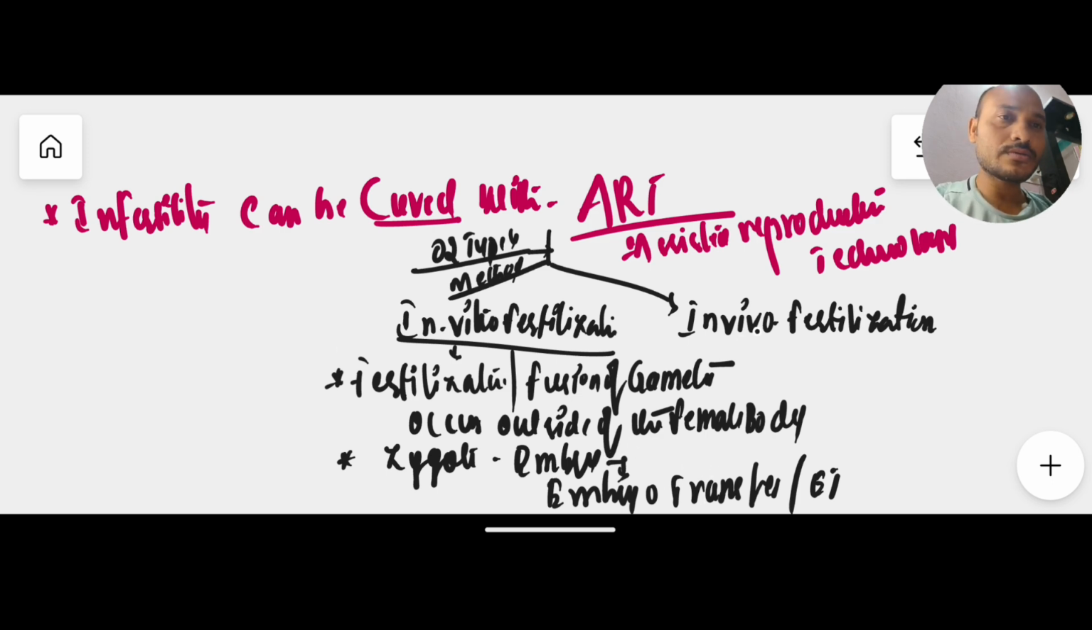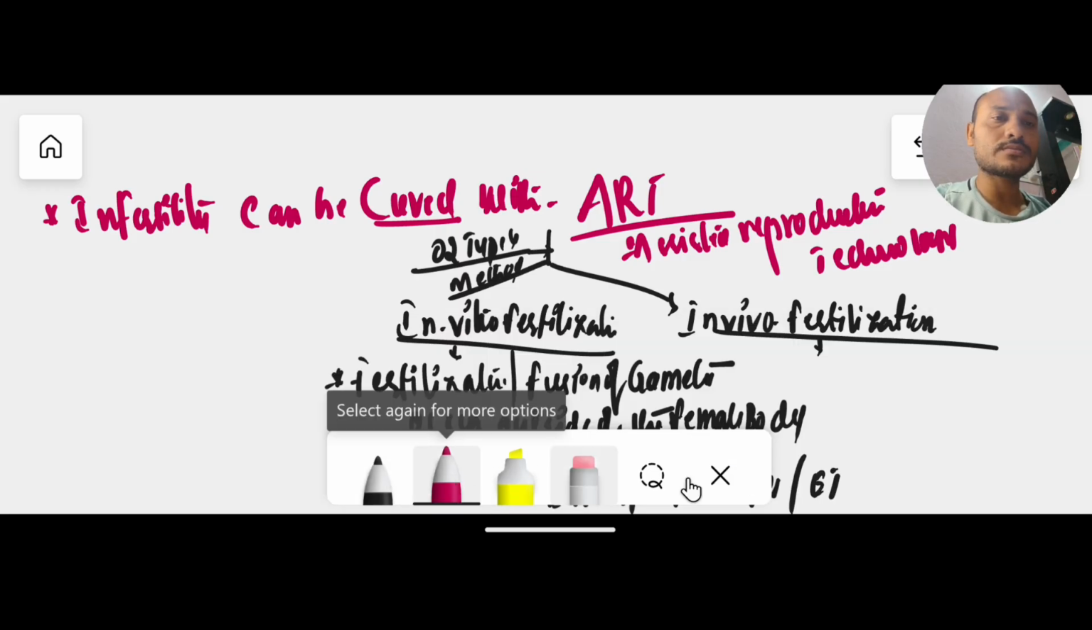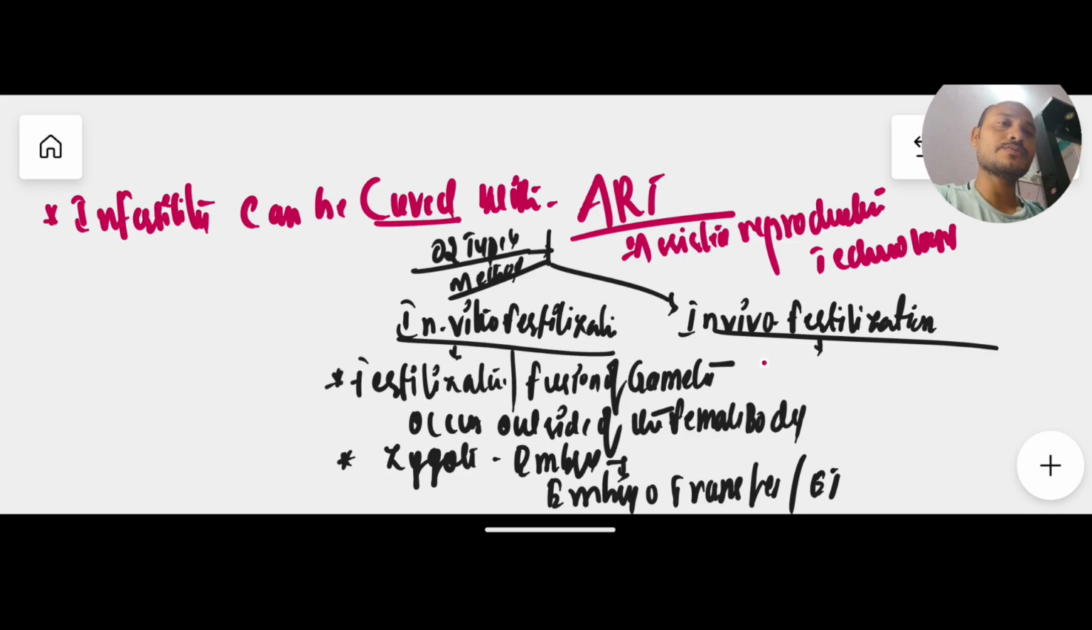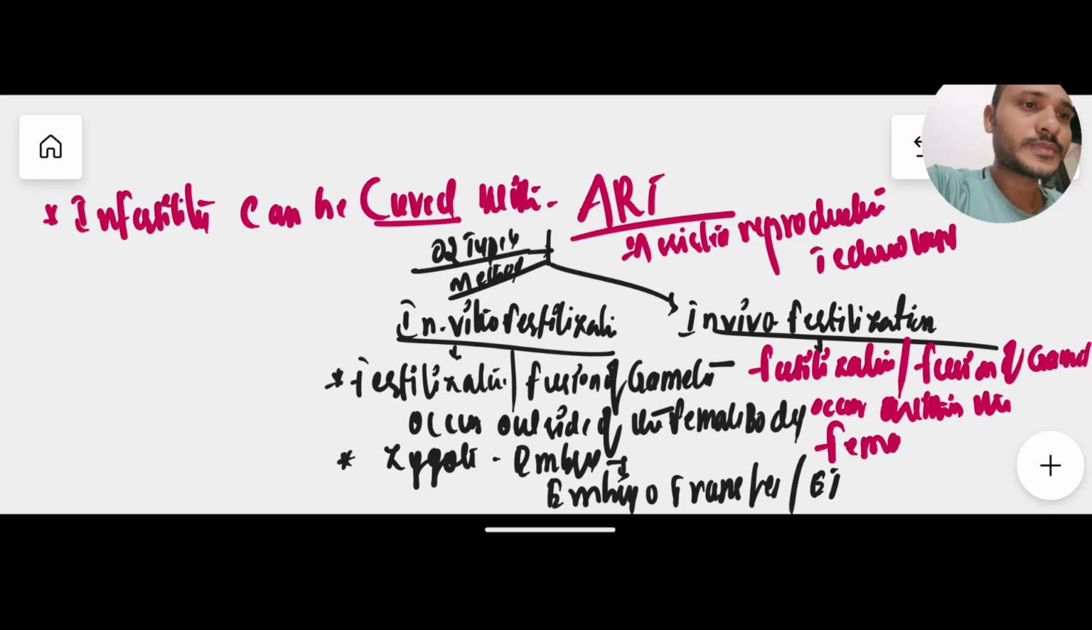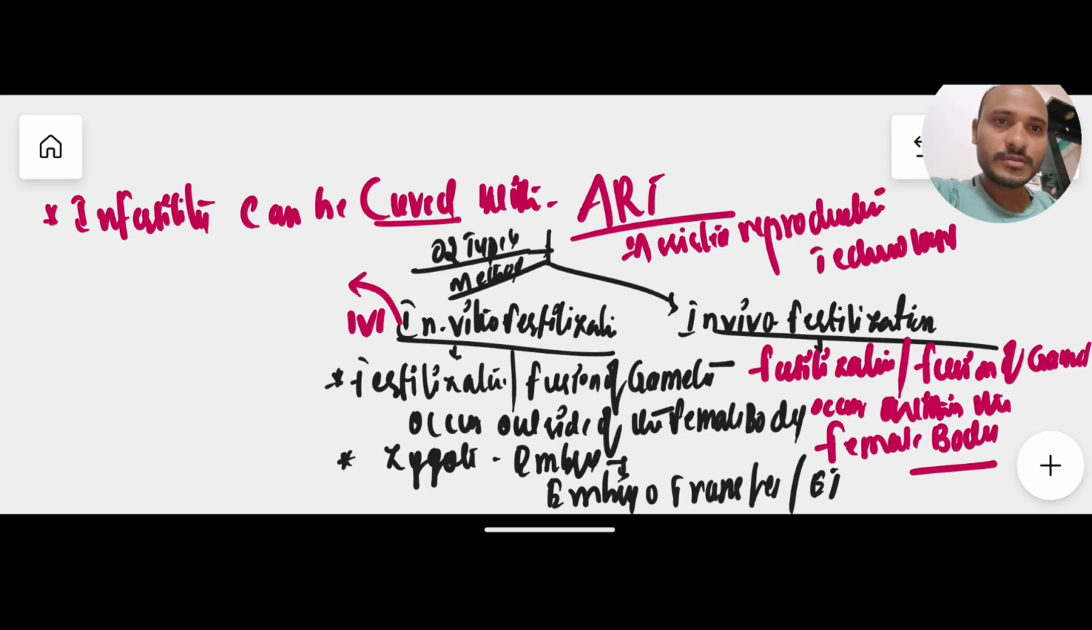Coming to in vivo fertilization, it means fertilization, also called fusion of gametes, where the male gamete is called sperm and the female gamete is called ovum, occurs within the female body. That is the major difference between in vitro fertilization and in vivo fertilization. Now we move on to in vitro fertilization, simply IVF, which is also known as test tube baby.